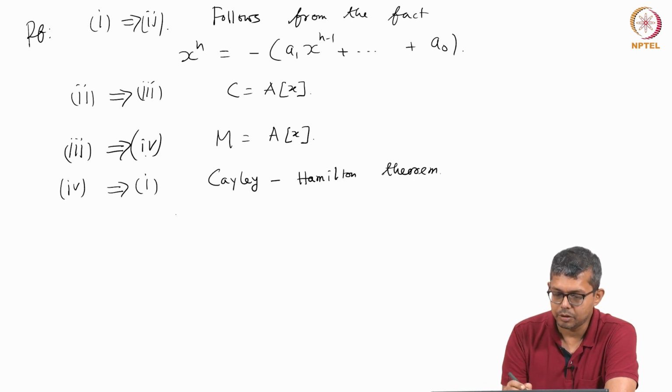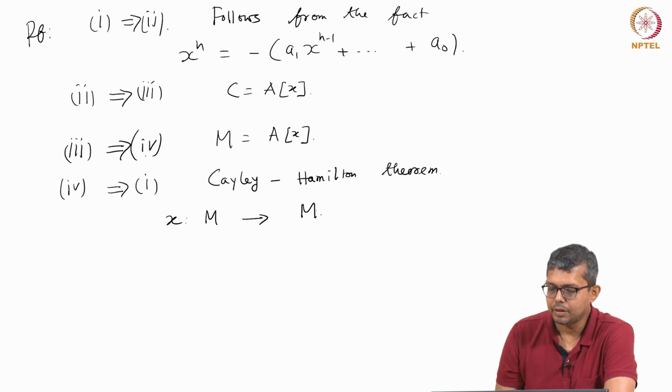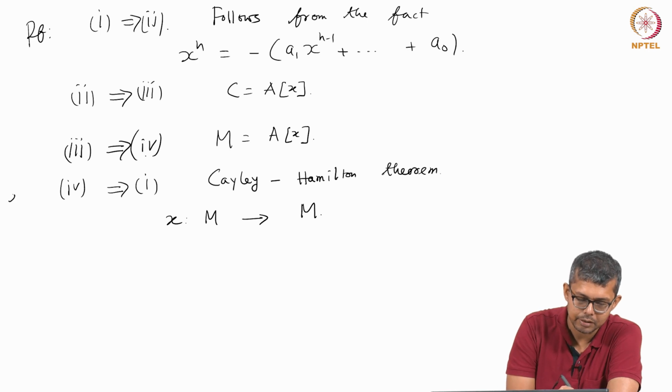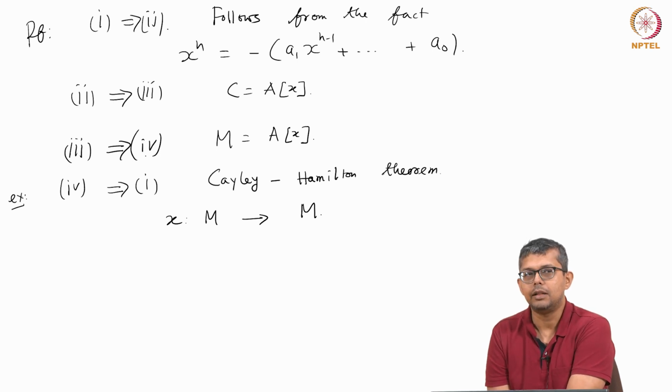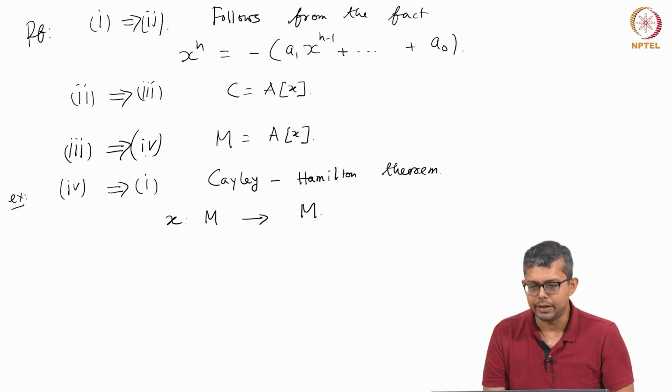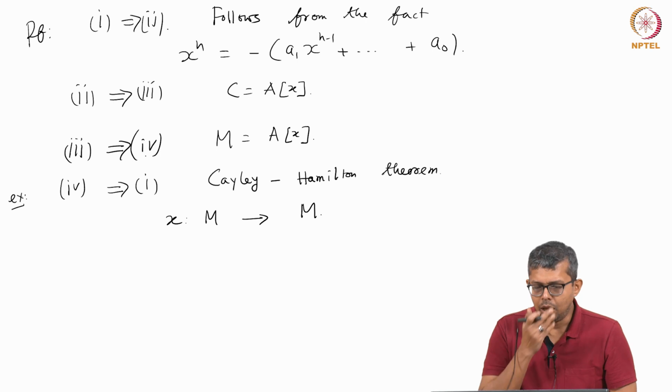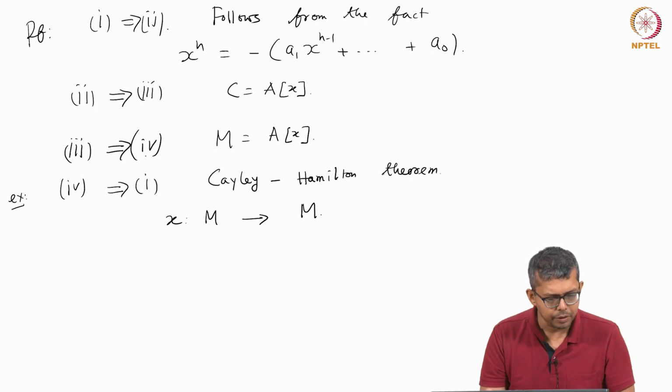Okay. So you consider this map x going from M to M, multiplication by x, and use the Cayley-Hamilton theorem. I just leave it as an exercise. I don't want to go into detail, but you have to check the conditions of the Cayley-Hamilton theorem. There are certain conditions, right? It has to be finitely generated, and they satisfy it. Okay.